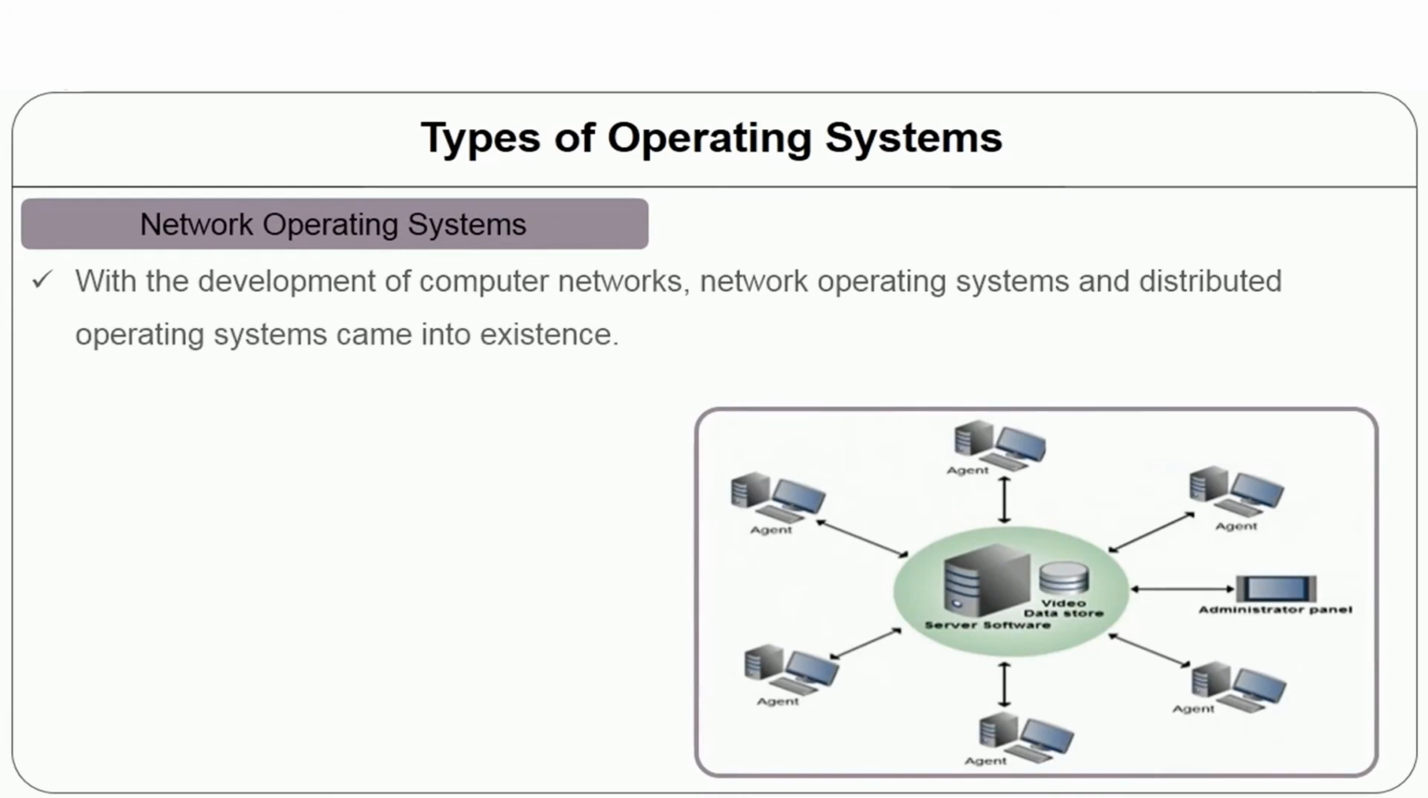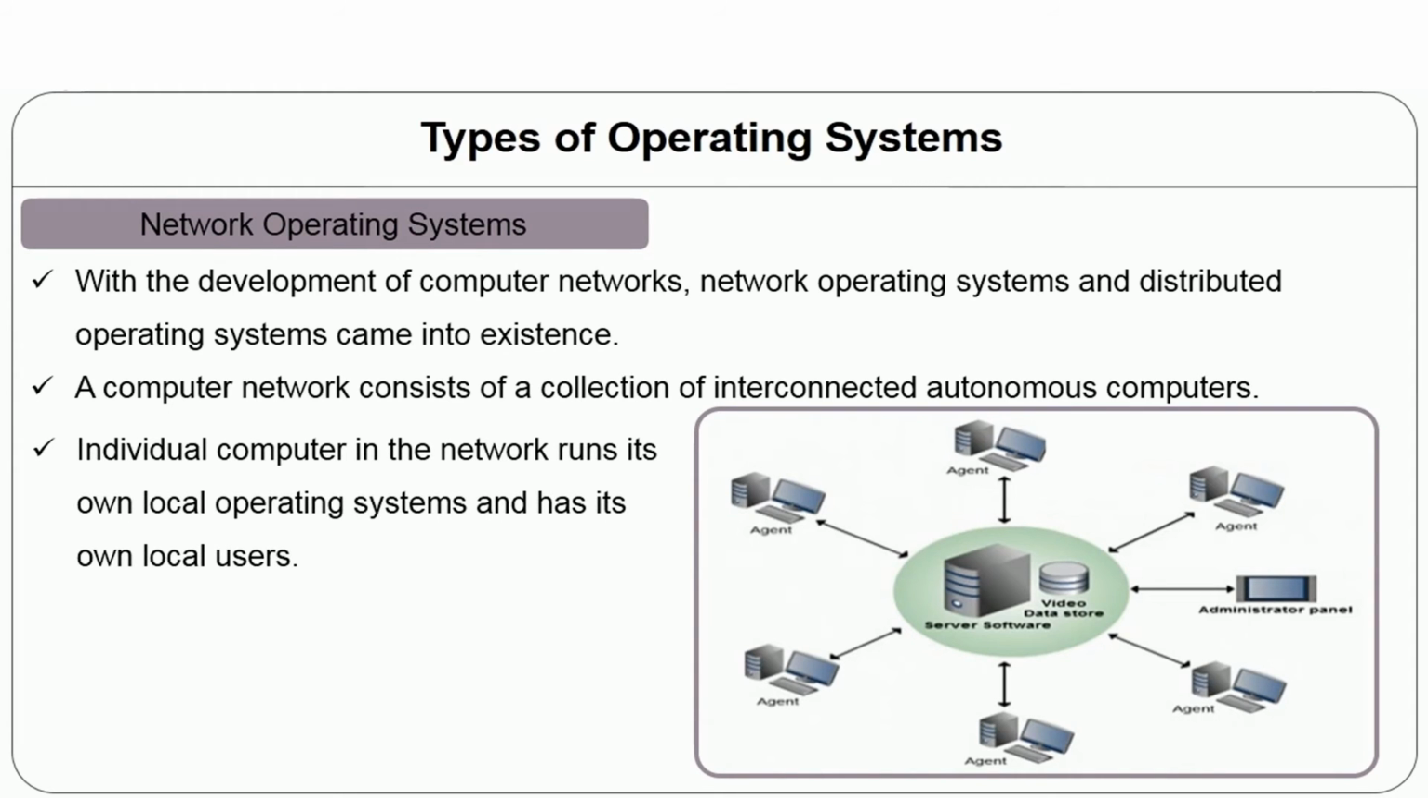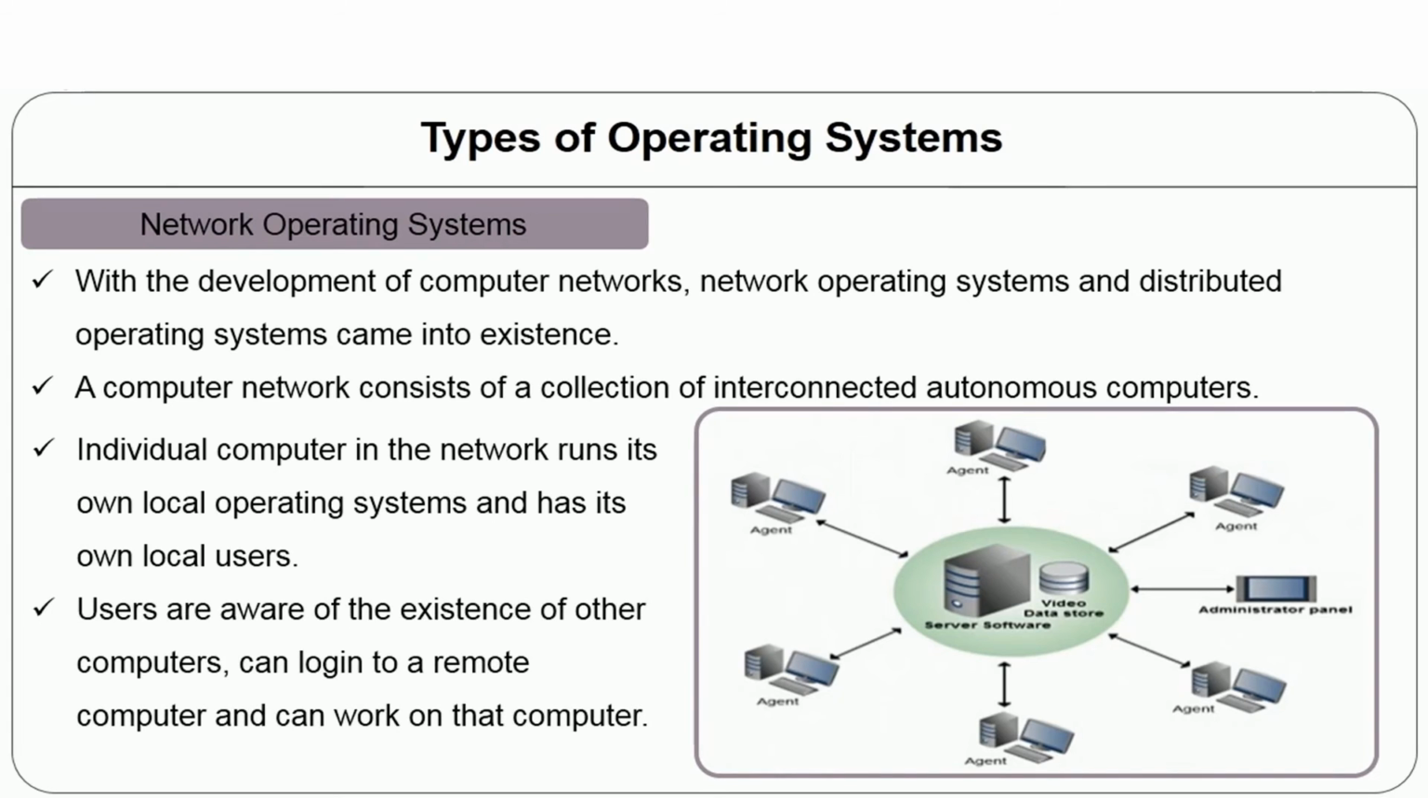Network operating systems. With the development of computer networks, network operating systems and distributed operating systems came into existence. A computer network consists of a collection of interconnected autonomous computers. Each individual computer in the network runs its own local operating system and has its own local users. In a network operating system, the users are aware of the existence of other computers, can log in to a remote computer and can work on that computer. Examples are again Microsoft Windows Server 2003, Microsoft Windows Server 2008 and Linux.